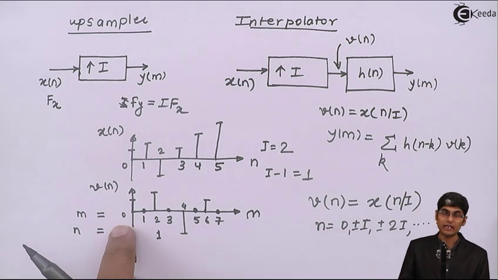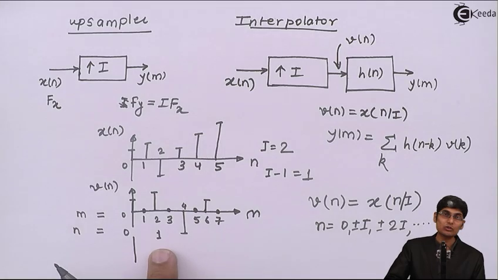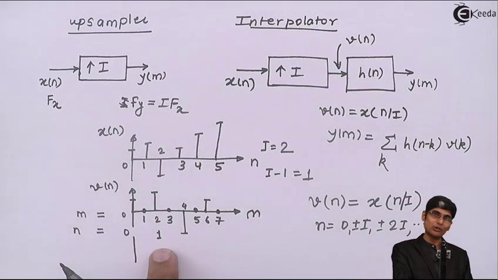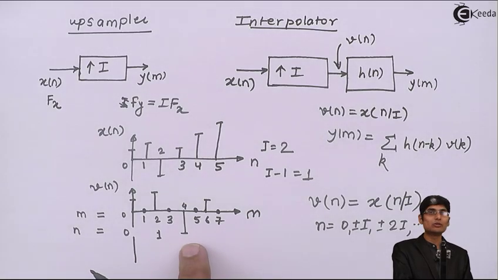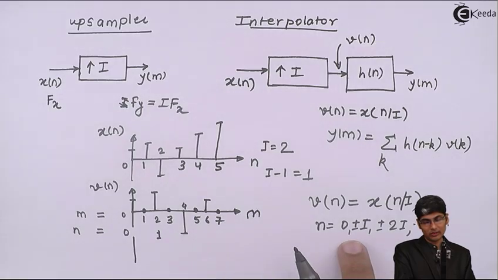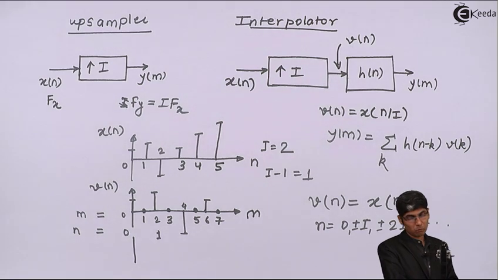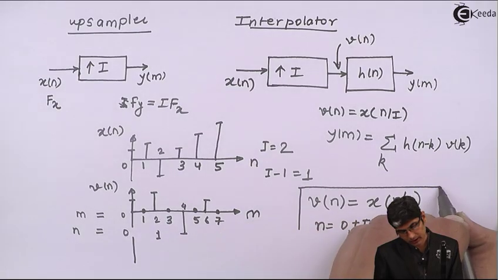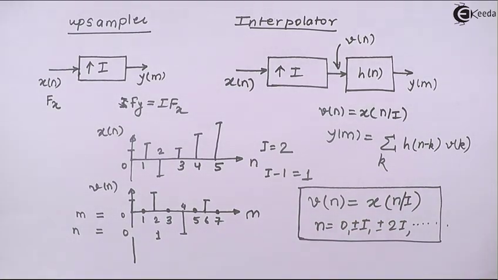Okay, so this is 0 where N is equal to 0. Then here N is equal to 1, I is equal to 2. Here N is equal to 2, I is equal to 2. So 4. Here N is equal to 3, I is equal to 2. So the value is 6. Okay, so I will have the expansion such a way that N will carry all the integer multiples of I. So that is nothing but the relation. This is very important again for the derivation sake.